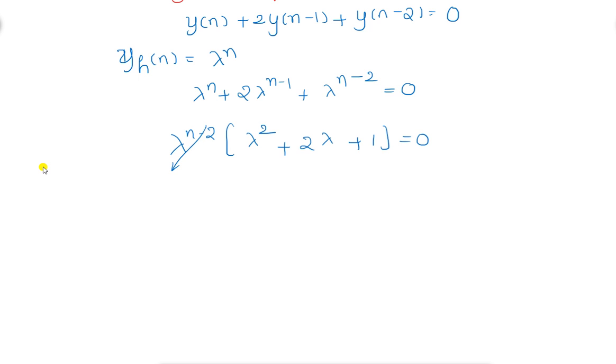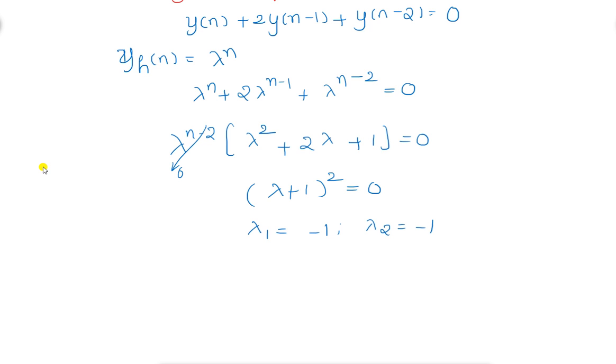Since lambda to the power of n minus 2 is not zero, our remaining equation is lambda square plus 2 lambda plus 1, a second order polynomial equation. This can be written as lambda plus 1 whole square equal to 0, so the roots are lambda 1 is minus 1 and lambda 2 is also minus 1. This is almost similar to the natural response up to here. So the roots are repeated.